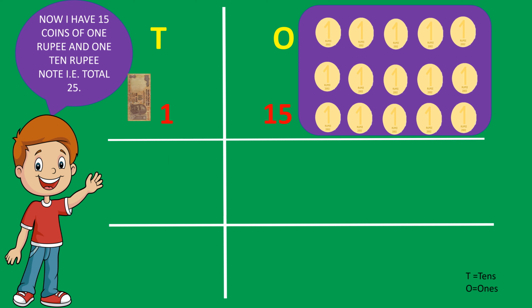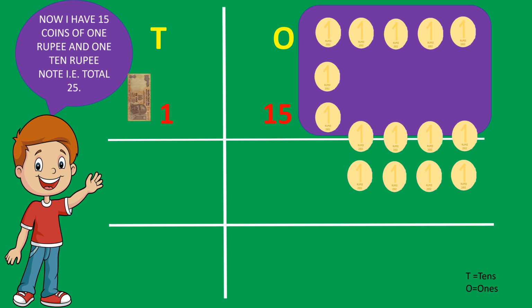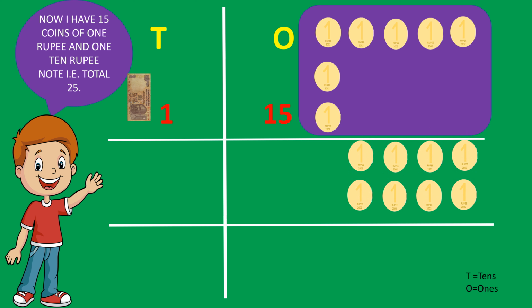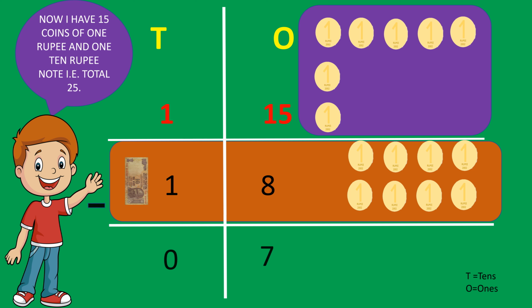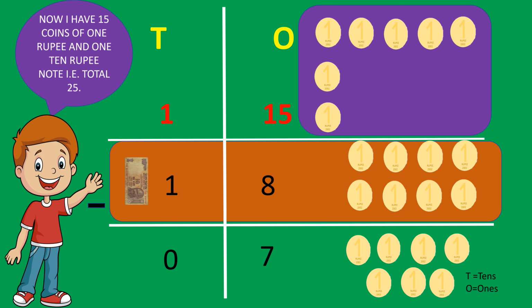Now Rahul takes 8 1 rupee coins from the 15 1 rupee coins and adds these coins to the 1 10 rupee note he already had, and gives a total of 18 rupees to the shopkeeper and purchases the color box. He notices he still has 7 1 rupee coins left.